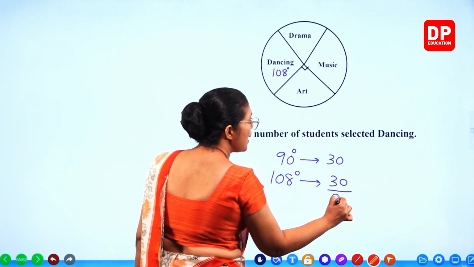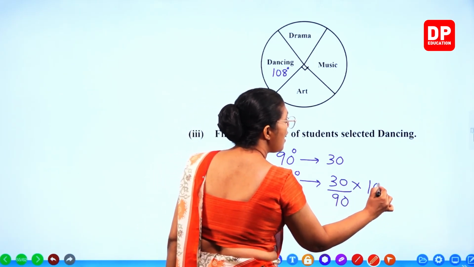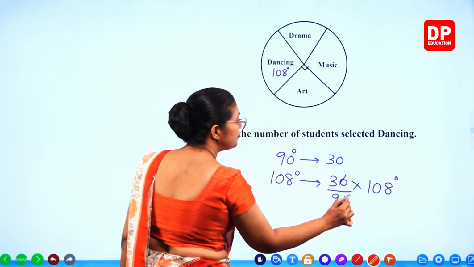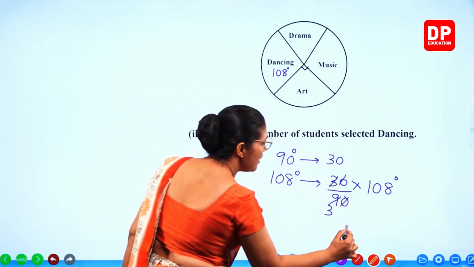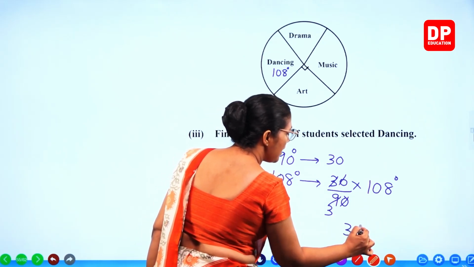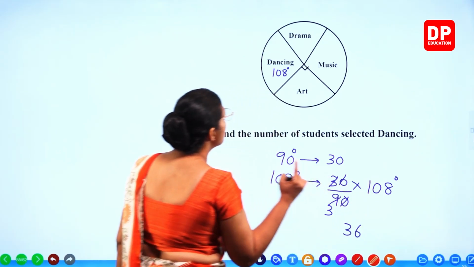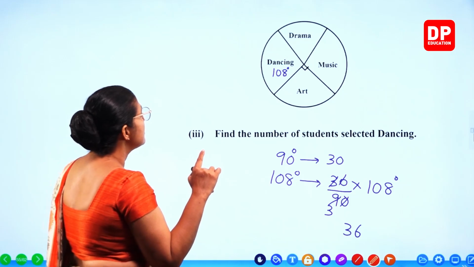30 divided by 90 multiplied by 108. 3 and 108 divided by 3. You get 3 times 3, 9 and 6. 36 students are doing dancing.